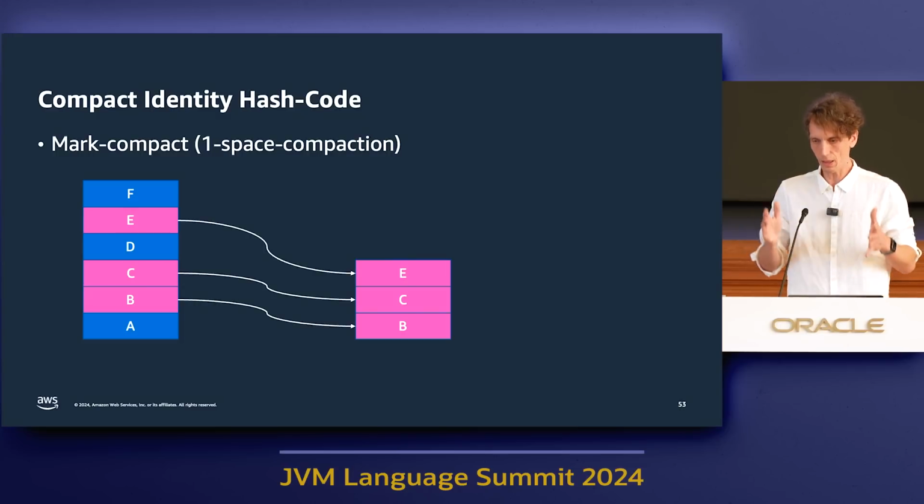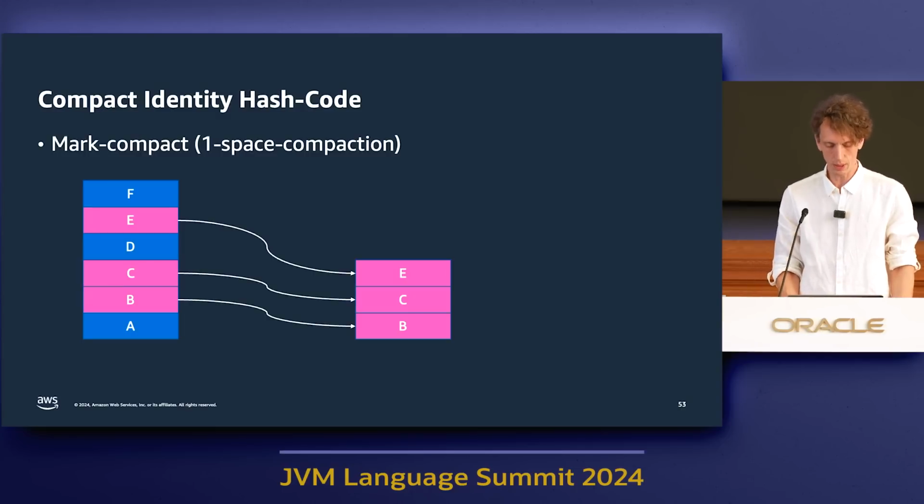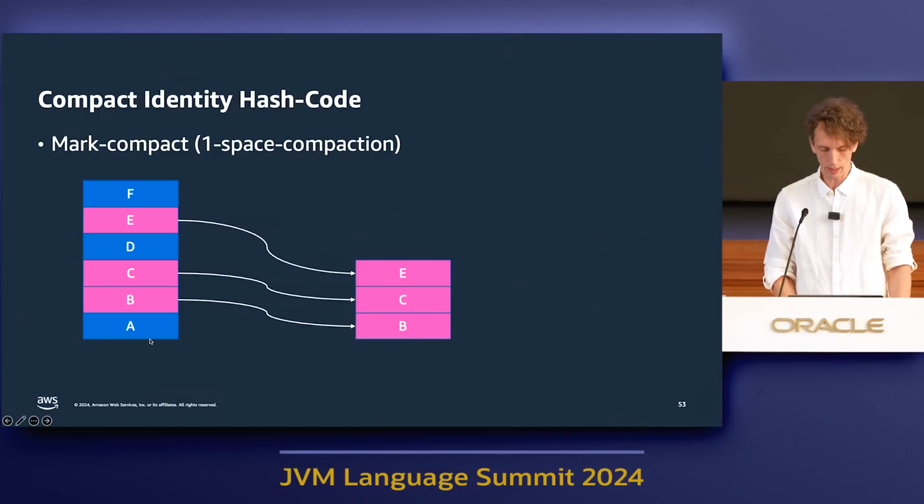It's basically sliding down, which is why I'm calling these sliding GCs. And we end up with object B in a location that was previously object A. We end up with object C sliding down on top of object B, and then we have object E sliding down to this. And then we have freed up space here, and this can be reclaimed.